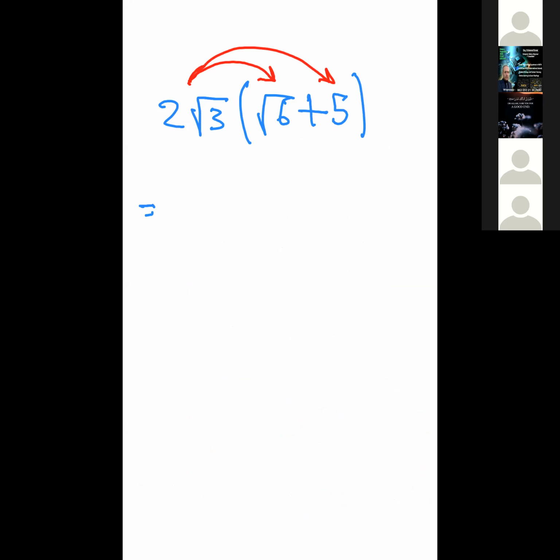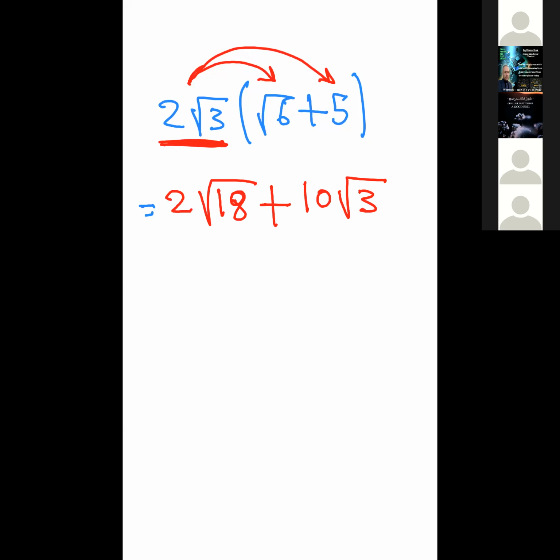If I'm going to multiply 2 square root of 3 times square root of 6 plus 5, like this. We said before, guys, in this case we have to multiply this term to the first and then again multiply the same term to the second. I mean that we have to multiply the first term, which is outside the bracket, to the whole terms inside the bracket. So first, 2 square root of 3 times the square root of 6 means 2 square root of 18. Then plus 2 square root of 3 times 5 means 10 square root of 3.